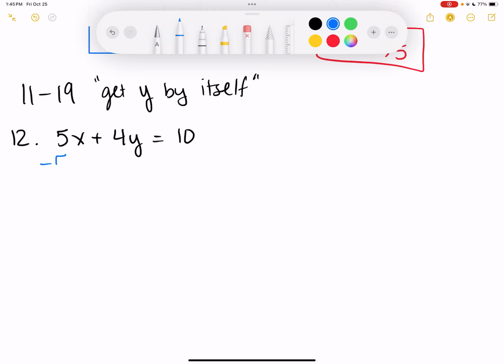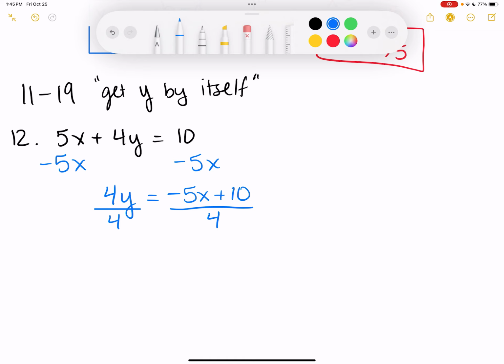Minus 5x. So I have 4y equals negative 5x plus 10, or you can write it 10 minus 5x. Doesn't matter. Now, how do I get y completely by itself? Divide by 4.